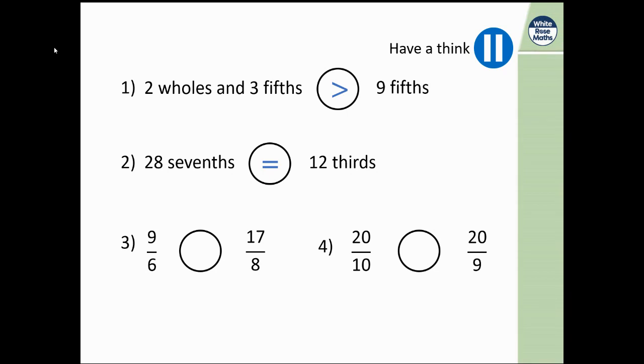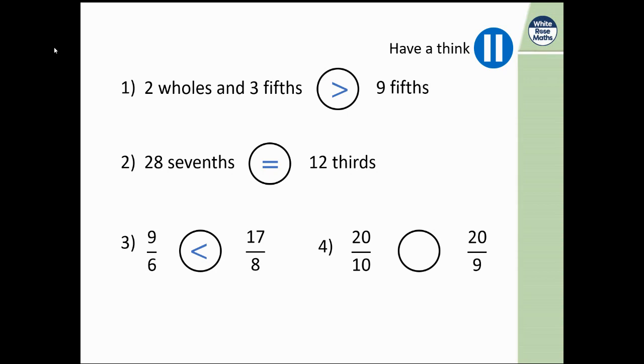Okay, that's that. Now we need to work out the other side, 17 eighths. So how many 8's in 17? 8, 16 is 2. 16 leaves 1, so it's 2 wholes and 1/8. So I'm saying that 17 eighths is greater than 9/6. Do you know what? I'm glad I'm getting these right, because I'd look a bit foolish if I wasn't.